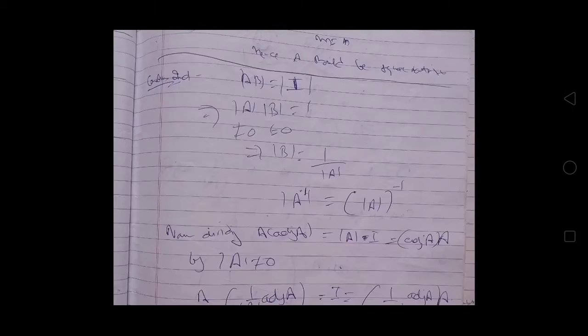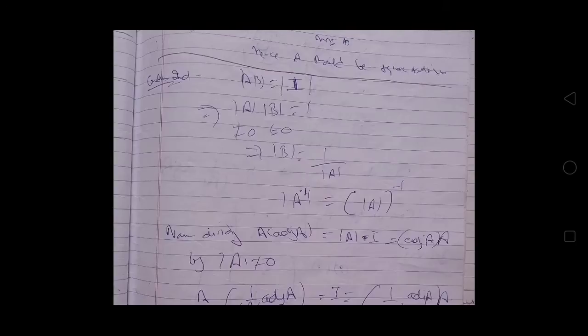Now, the second condition was AB is equal to BA is equal to the identity matrix. So from the second condition, AB is equal to I. So, taking the determinant on both sides, we get the determinant of AB is equal to the determinant of the identity matrix.